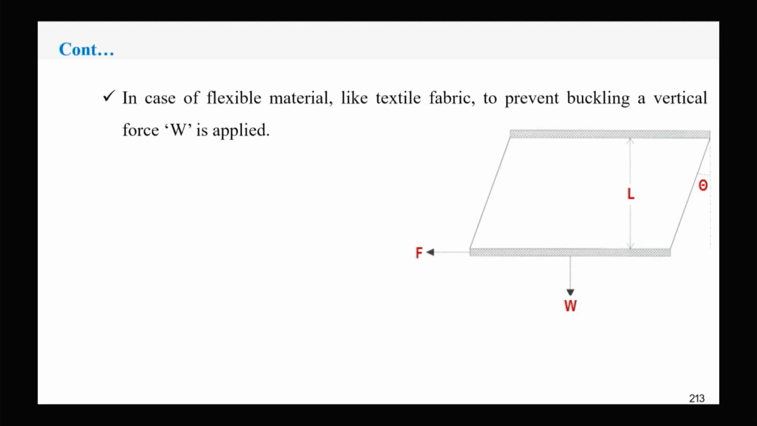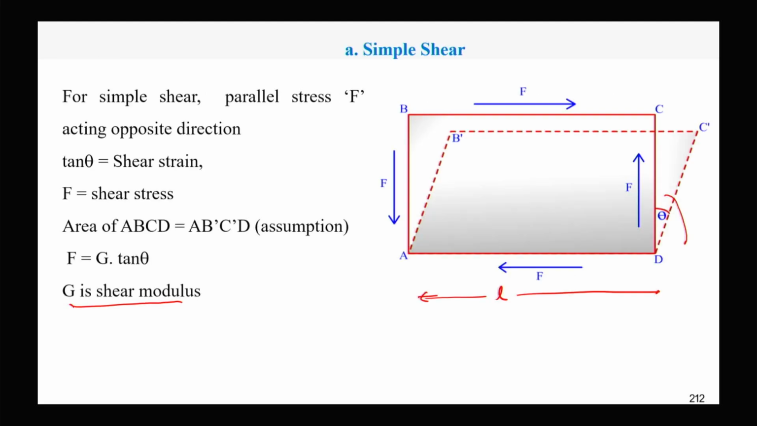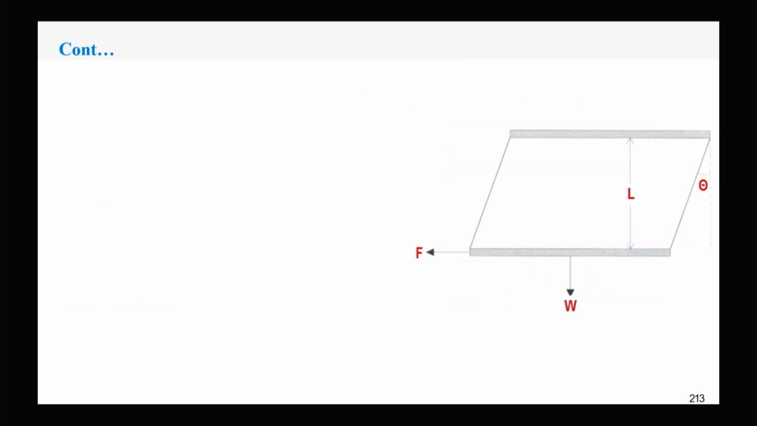This simple shear is possible in the case of stiff, solid material like a metal plate. But in the case of flexible material like textile material, it is very difficult to deform in this fashion. In the normal case, the fabric will get buckled. To eliminate this problem, we apply one normal load. So we hang one load W so that buckling doesn't take place, and then do the shear test.